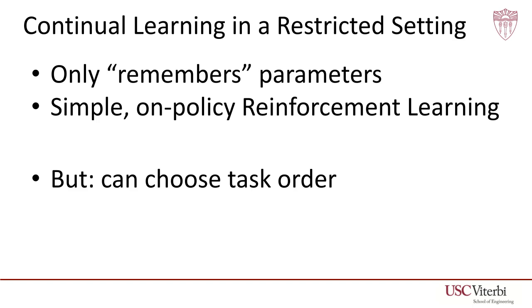After learning each task, we only retain the parameters of the policy that solved that task. Furthermore, we only use on-policy deep reinforcement learning without specialized neural architectures. Despite these limitations, we show how efficient continual learning is possible if the order of tasks can be controlled.